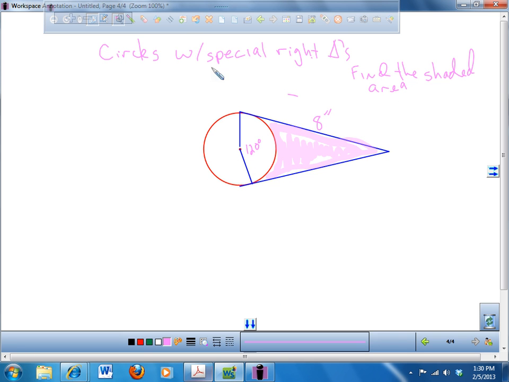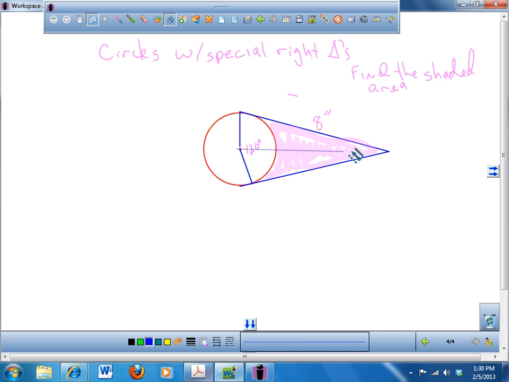What I would first do is cut this into, put a line down here. You know why I would do that? Because that would be a 60-degree angle, and this down here has to be 90 because it's a tangent line, tangent to the circle. And this over here would be a 30.